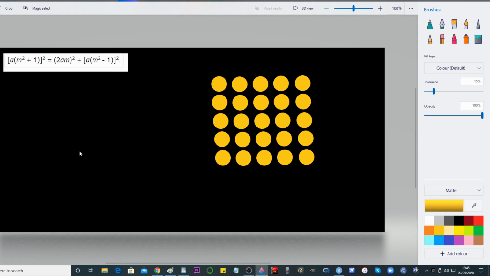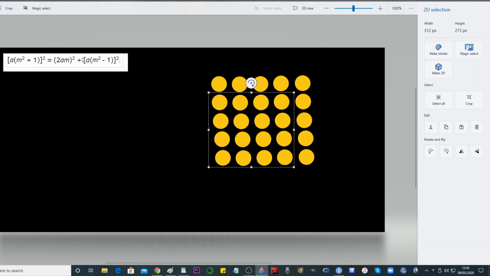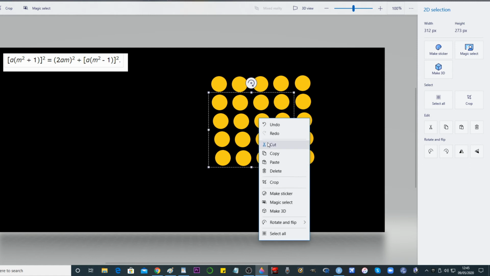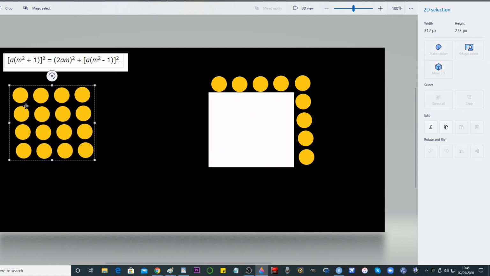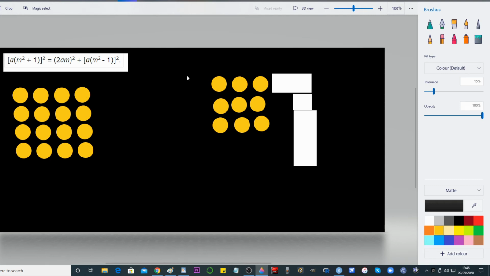Okay, so we have a wobbly looking square, a not very square square, but hopefully you can see it's 5, 5, 5, 5, 5. It's 25. If I select, I can take this and I can cut it and then paste it over here. Wobbly.